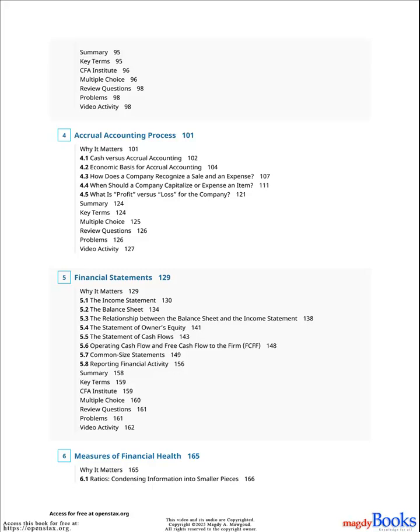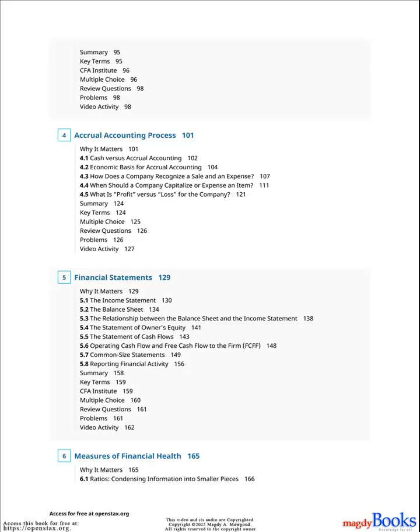Summary. Key terms. Multiple choice. Review questions. Problems. Video activity. 5. Financial statements. Why it matters. 5.1. The income statement. 5.2. The balance sheet. 5.3. The relationship between the balance sheet and the income statement.